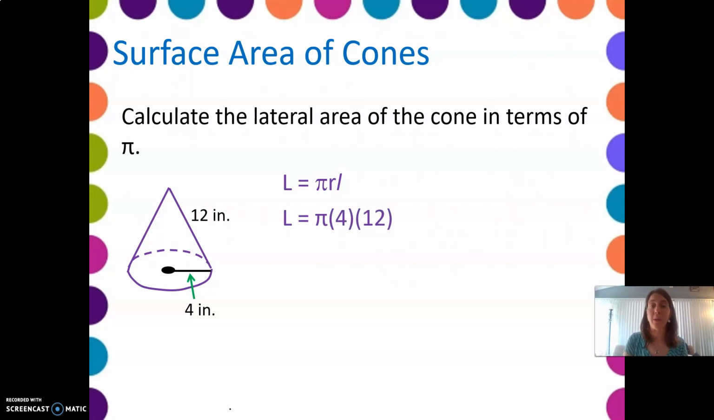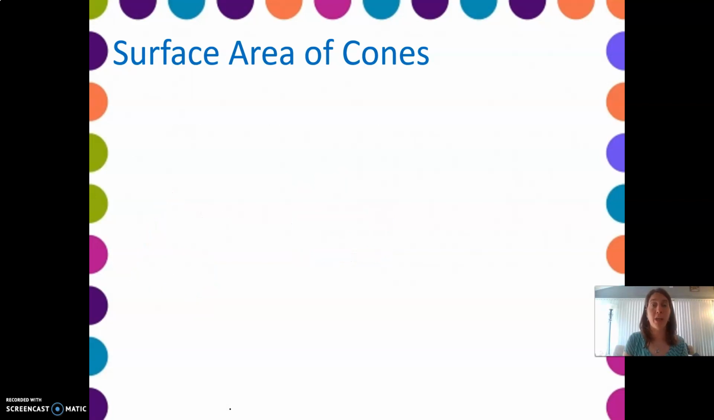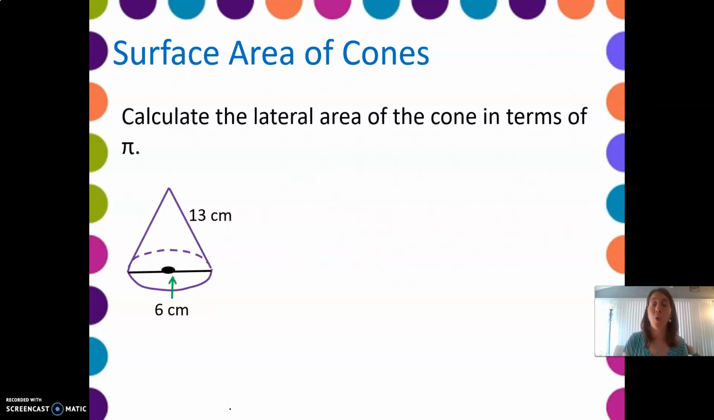So now I have the lateral is equal to pi times 4 times 12. Just finish up with that arithmetic. 4 times 12 gives me 48. So my lateral area is 48 pi, and that's just the correct label at the end, inches squared, because you are talking about an area question when it comes to lateral area. Let's do one more just to make sure we understand how to correctly fill in our lateral formula.